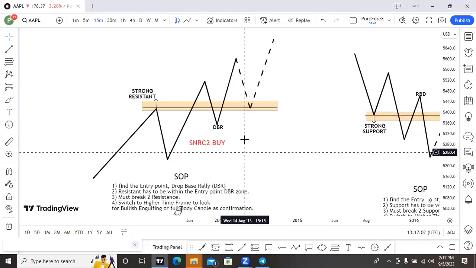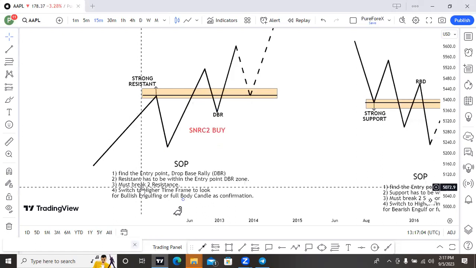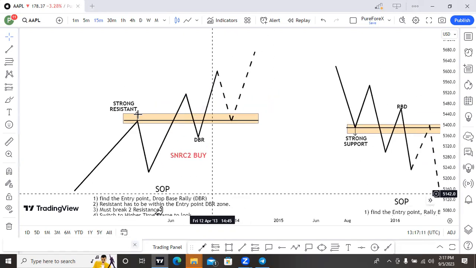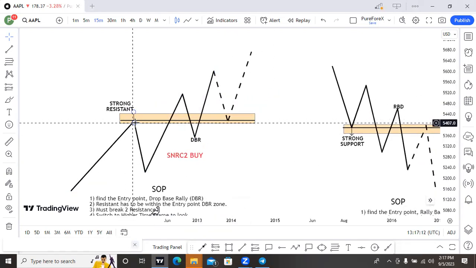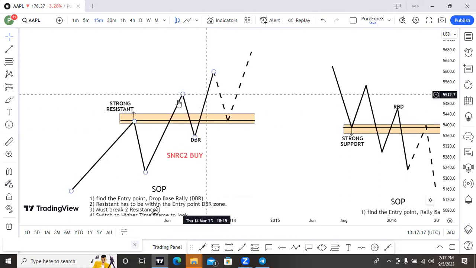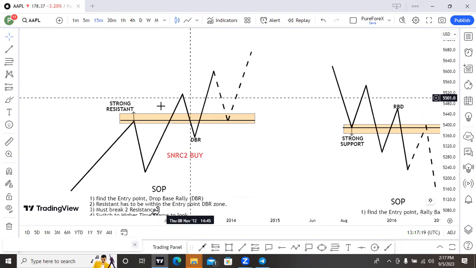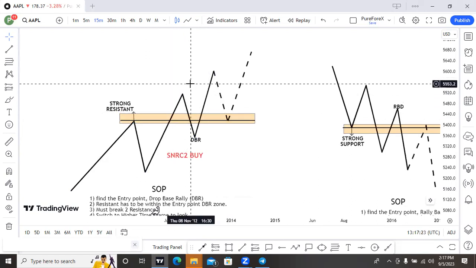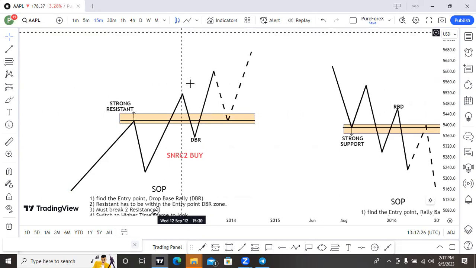Let's look at the third procedure. The third procedure here is must break through resistance. Look at it here, must break through resistance. So this is the first resistance. Price breaks this resistance, comes back again, gives us a rally, drop base rally, and breaks another resistance. So we have first resistance broken, second resistance broken. This is what SNRC2 setup is.